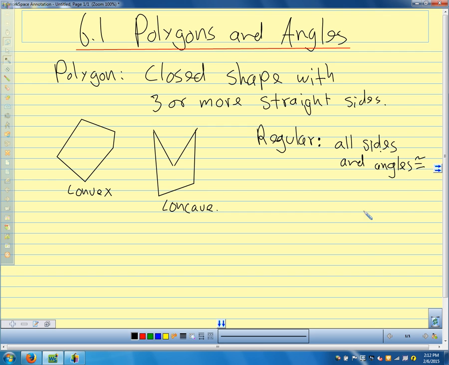So what would be a regular polygon that we have worked with so far? Equilateral triangle. And equilateral, what does lateral mean? So when we say equilateral, what are we saying? All the sides. And equiangular, all the angles.